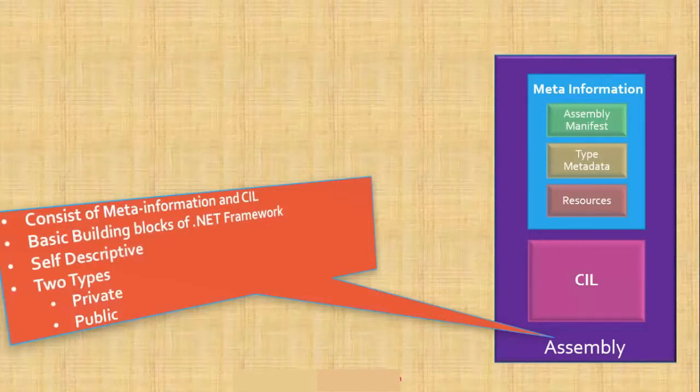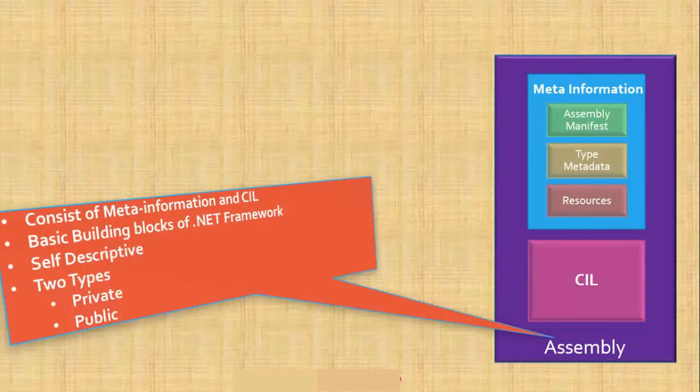Assembly is said to be the basic building block of .NET and it consists of meta information and CIL. On the previous slide we saw that when we compile source code, an assembly file gets created and all your source code gets converted into common intermediate language and not machine code. In addition to CIL, an assembly also has meta information, which is information about the assembly. It consists of assembly manifest, type metadata, and resources. As assemblies have meta information, they are often referred to as self-descriptive.